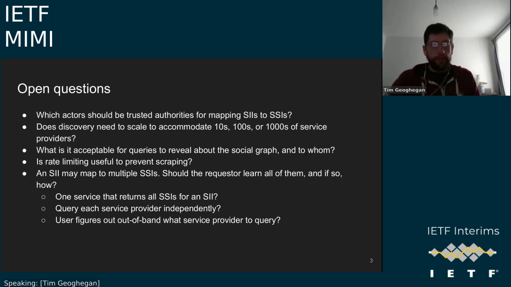And finally, an SII may map to multiple SSIs if a user has accounts in multiple service providers. So should a requester learn all of them? And how would that work? Would a requester, which could be either a client or a messaging provider, hit one service with an SII and get back all the SSIs? Or does it have to go query each other service provider that it knows about independently? Or do we punt the problem to a user of an application to have figured out, out of band, what service provider the other person that they want to talk to is on?